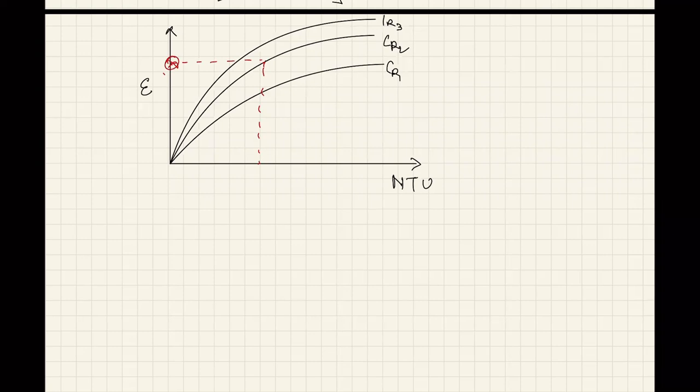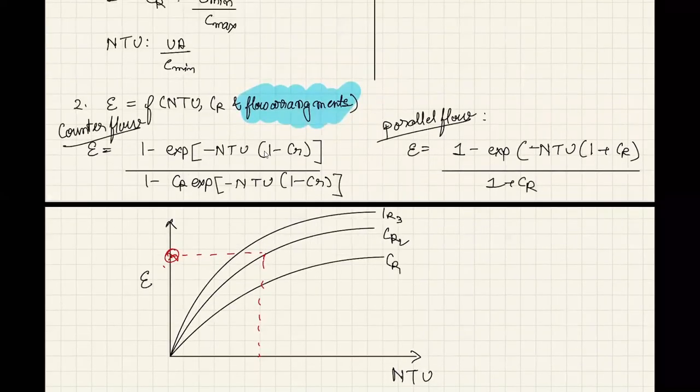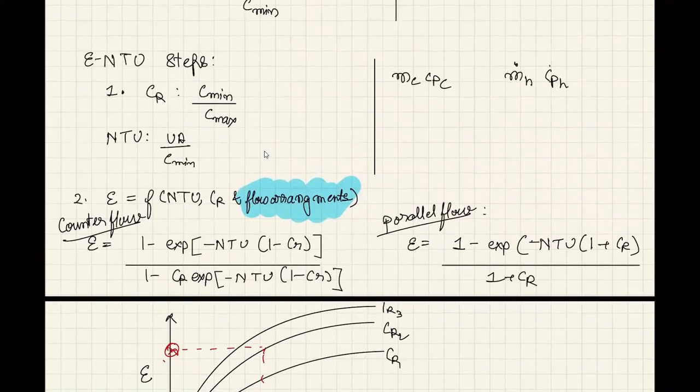So graphs are not that accurate, though they are drawn from the equations only. Equations are more accurate, but at times equations tend to be tedious. So people prefer using graphs. So yeah, so our step 2, let me come back.